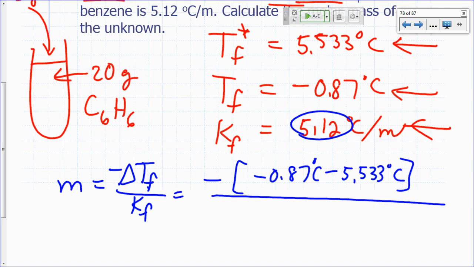When you're using water, right? This is benzene. So if you're not using water as your solvent, you have to look up your Kf. So in the case of benzene, it's 5.12 degrees Celsius per molality. Okay.